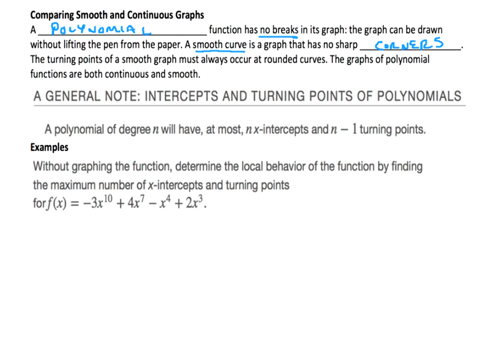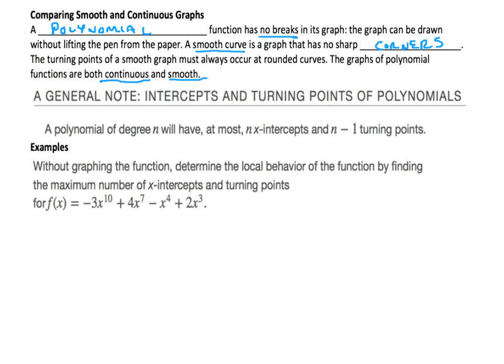And a sharp corner is like the absolute value function. That comes to a sharp point. The turning points of a smooth graph must always occur at rounded curves. The graphs of polynomial functions are both continuous and smooth. So these are the characteristics of all polynomial functions.